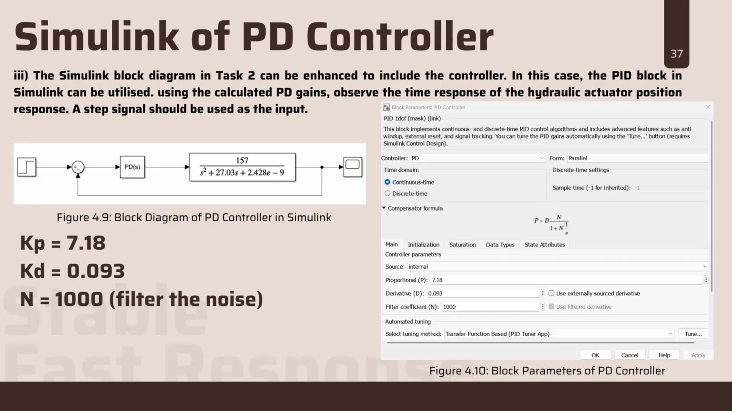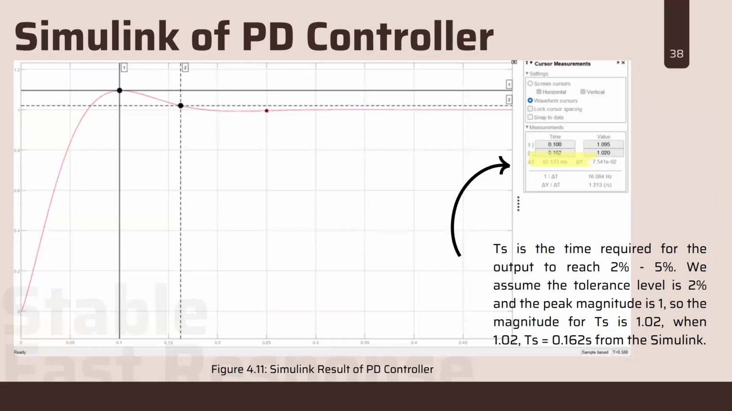Okay, so next. This one is the graph for the simulation of the PD controller. Since TS is the time required for the output to reach within about 2% to 5%, we assume the tolerance level is 2%, and the peak value is 1. So the magnitude for the TS is 1.02. Since we cannot directly find the TS like what we did in MATLAB code, I adjust the value manually. From the graph, when the magnitude is 1.02, the TS is 0.162 from the Simulink. So next.